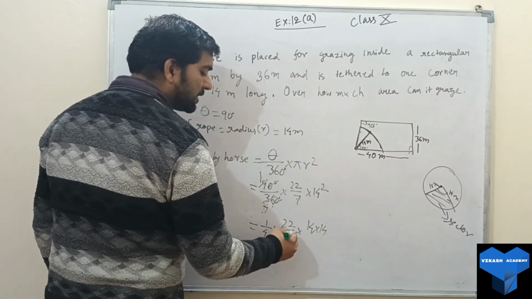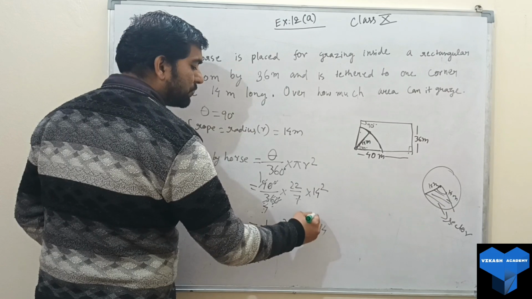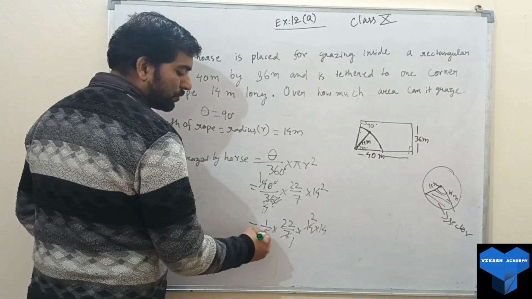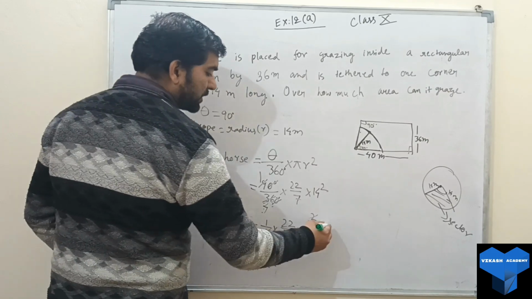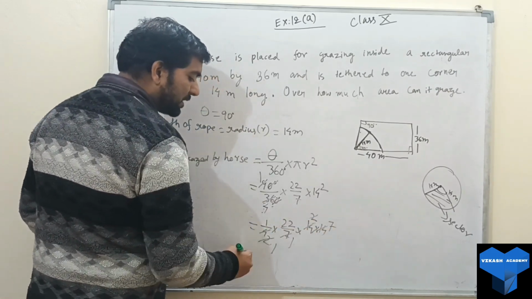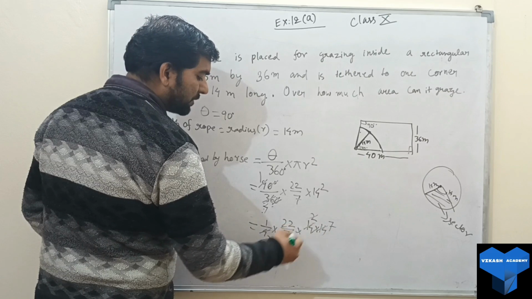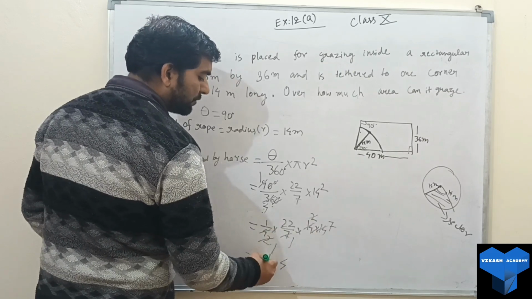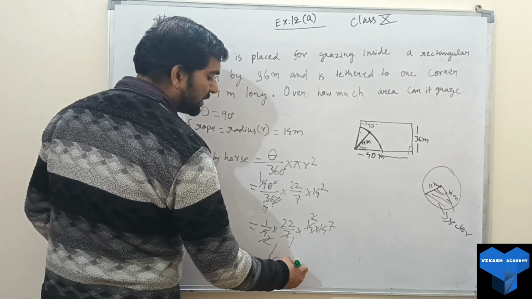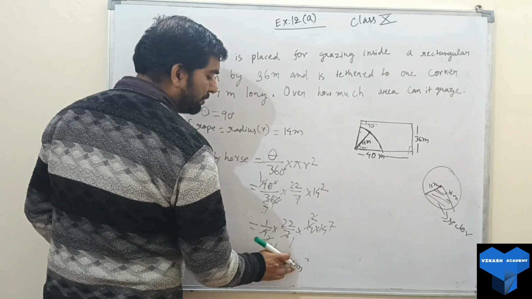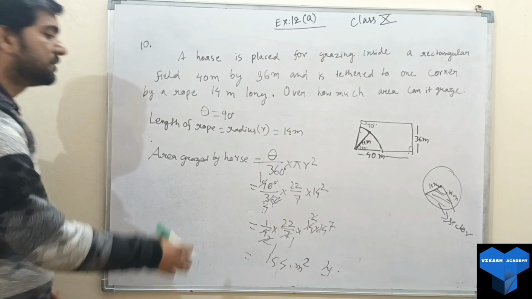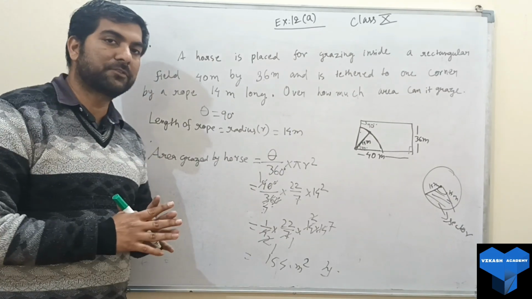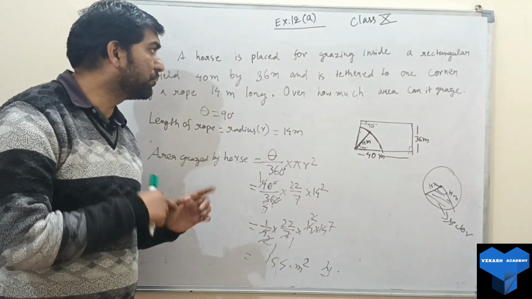Let us cancel: 7 1s are 7, 7 2s are 14. 2 2s are 4 and 2 cancel. 2 1s are 2, 2 7s are 14. Multiply: so 22 into 7, again you will get 2 7s are 14, 154 meter square. Okay, so this will be our answer. This much area the horse can graze. Alright, so now we'll move to the next question.